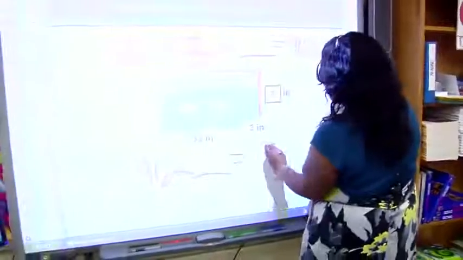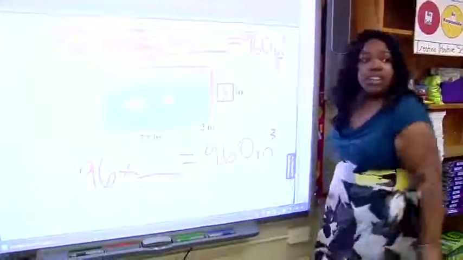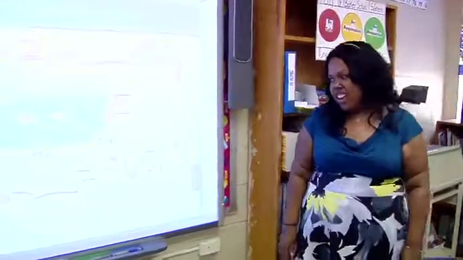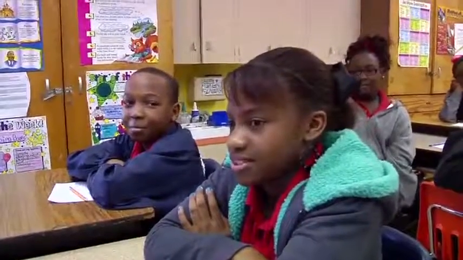So 96 times whatever this missing height is going to be is going to get me to 960 inches cubed. So how am I going to figure out the height from here? 96 times what is going to get me to 960? 10. Yeah. How would you know that? How did you know? Because 96 times 10 is 960. There you go.